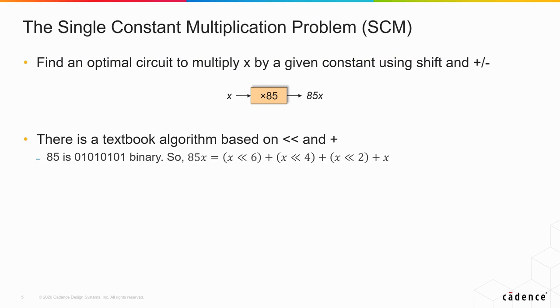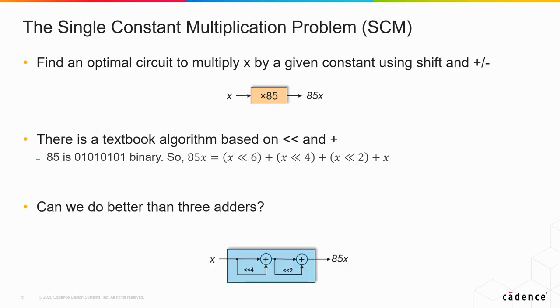So first thing we can try is to apply the textbook algorithm based on shift and plus. And as we can easily see, 85 is 0, 1, 0, 1, 0, 1, 0, 1 in binary. So the multiplication by 85 would be x shifted by 6 positions plus x shifted by 4 plus x shifted by 2 plus x. The question is, can we do better than 3 adders? And of course we can, otherwise I wouldn't be asking.